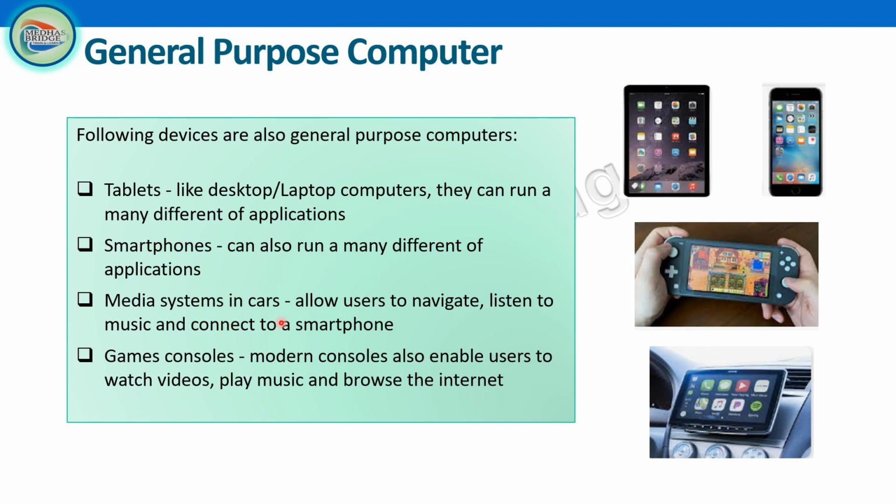Media systems in cars allow users to navigate, listen to music, and connect to a smartphone. And game consoles: modern consoles also enable users to watch videos, play music, and browse the internet. So good, now you have a basic understanding of why we call these general purpose computers.